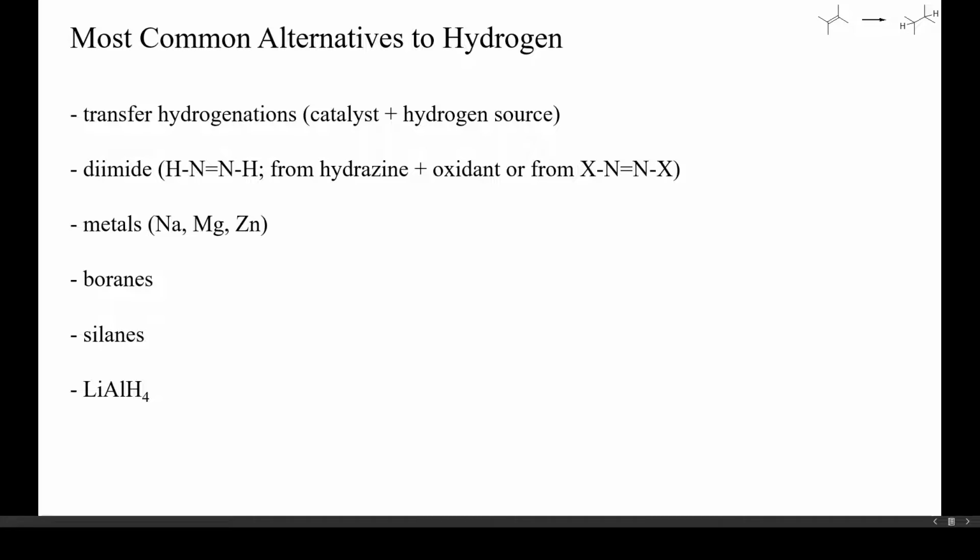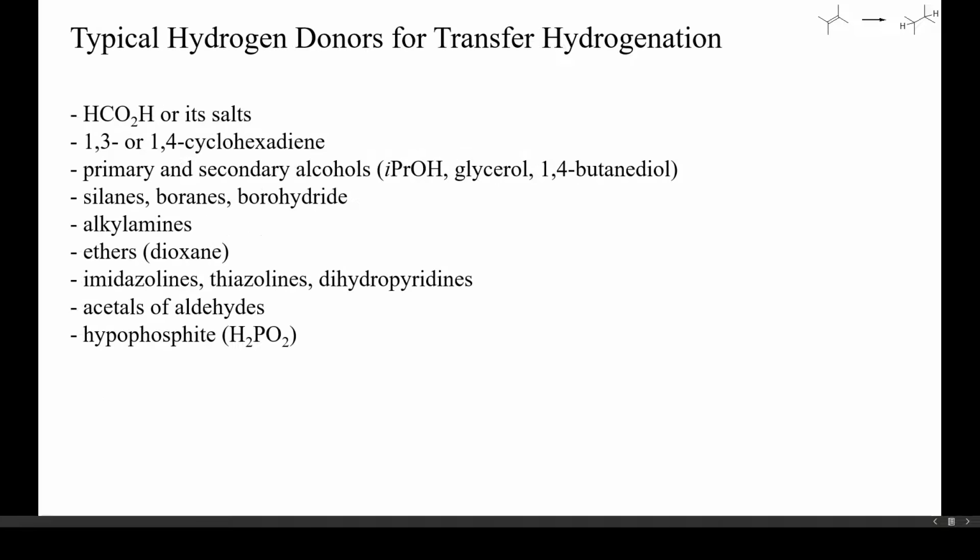Electron-deficient alkenes, or alkenes close to a hydroxyl or amino group, can sometimes be hydrogenated by treatment with lithium aluminum hydride. Unfortunately, this reagent is not very selective, but such hydrogenations can be a valuable alternative in special situations. Here's a list with some typical reagents suitable for transfer hydrogenations.